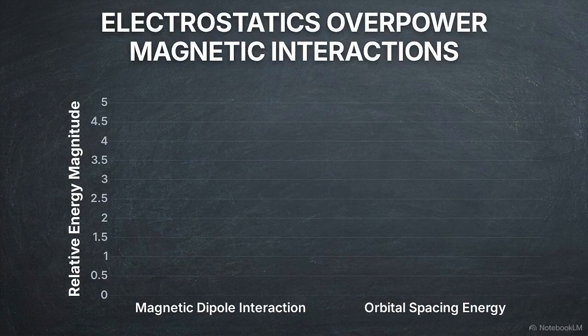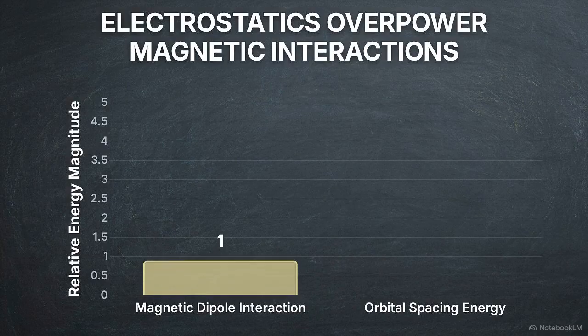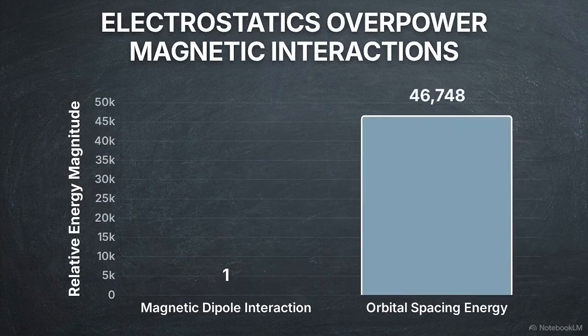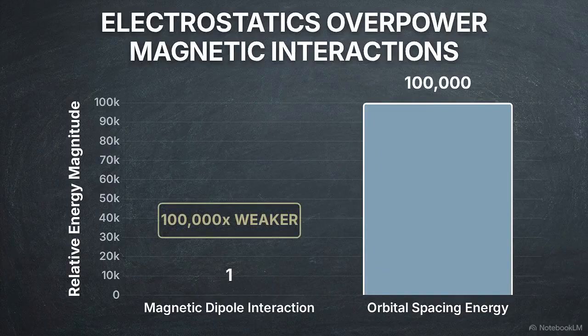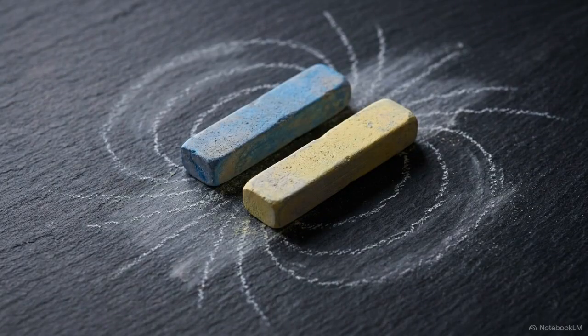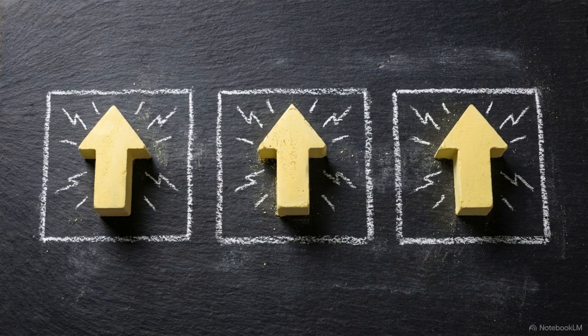This chart plots the energy scale of those magnetic spin-spin interactions against the energy required to dictate actual electron spacing. The energy bar on the left shows a magnetic interaction that is orders of magnitude too weak to force electrons into separate orbitals. If magnetism lacks the physical strength to enforce this alignment, the arrows in the box diagram must represent an electrostatic phenomenon rather than a magnetic one.